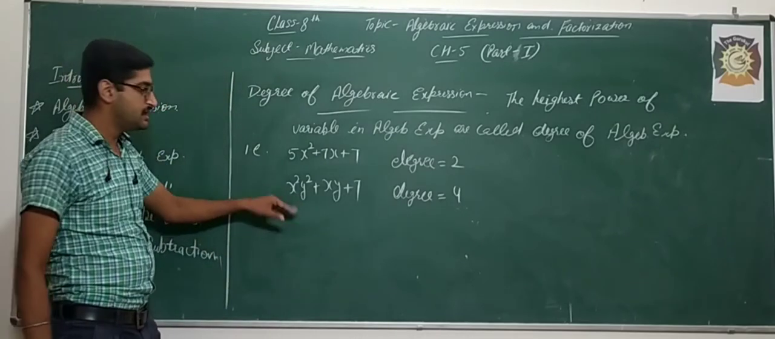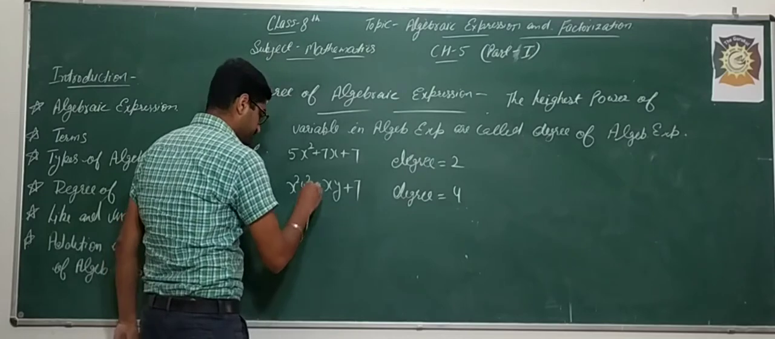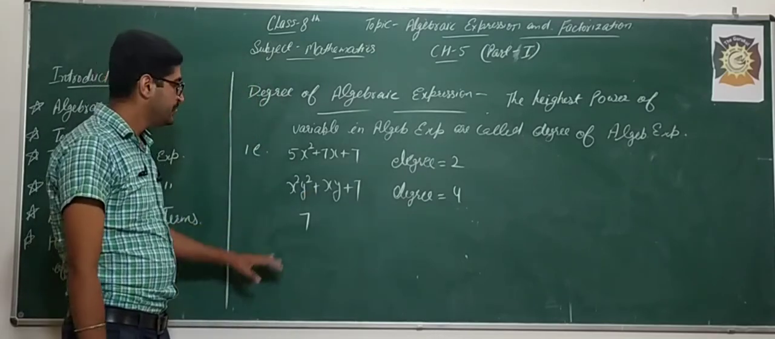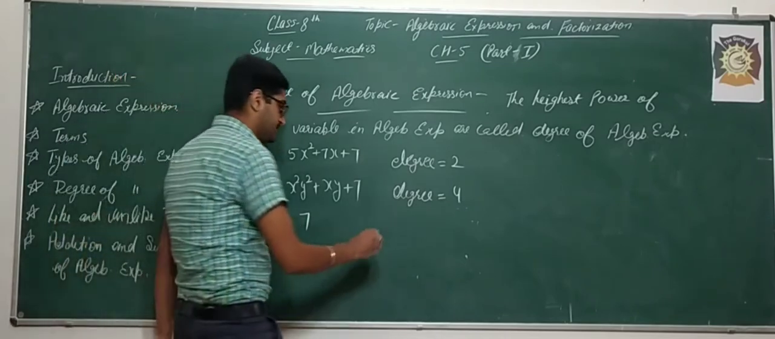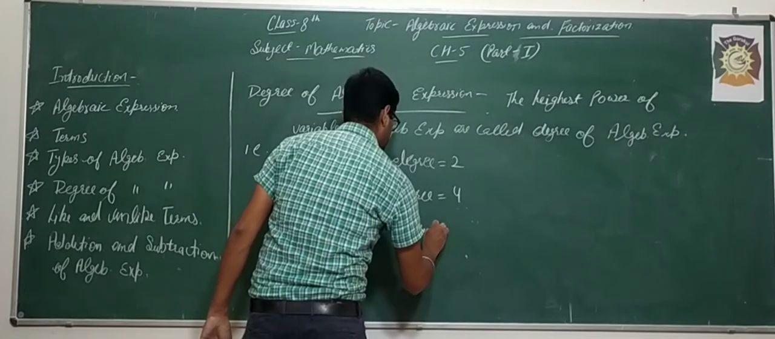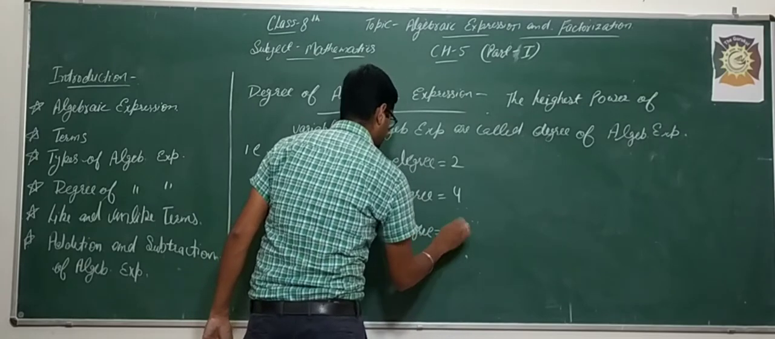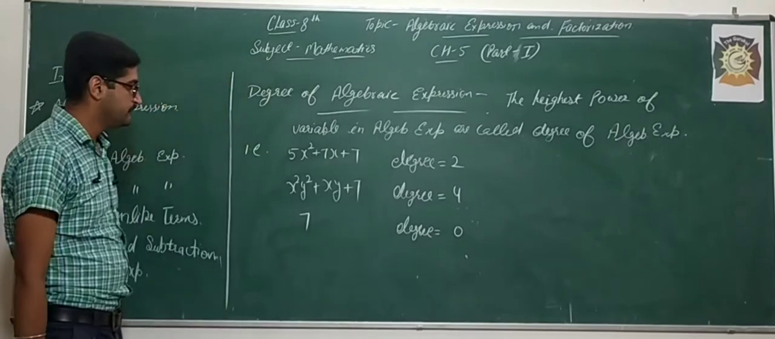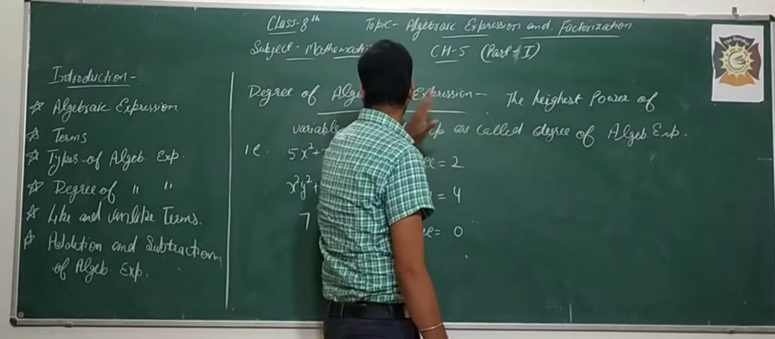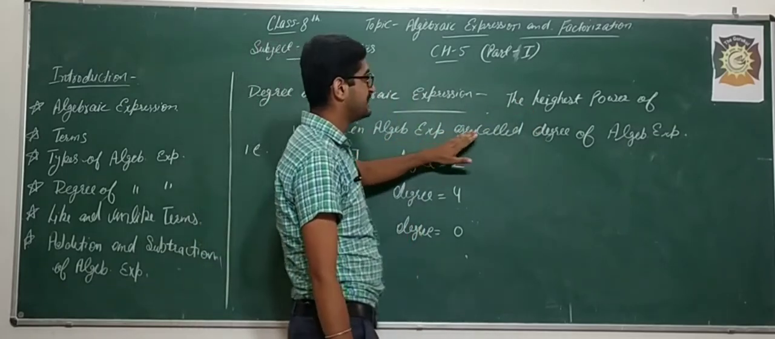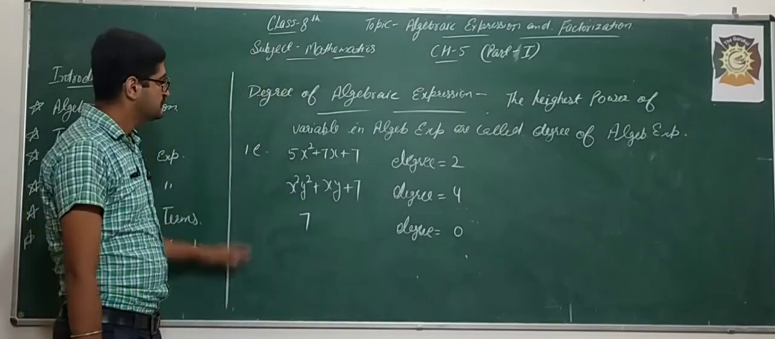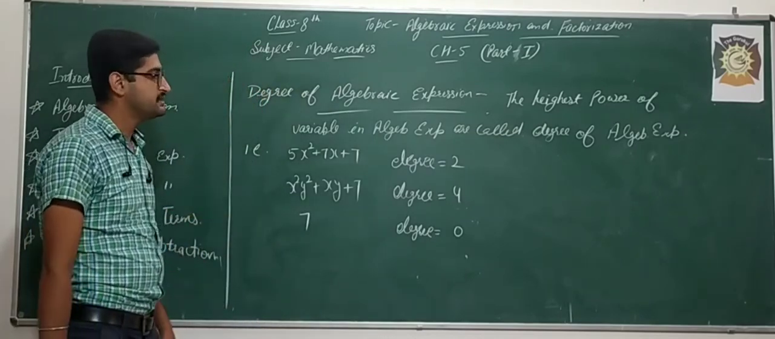But if only a constant value is there, like only 7 is there, or minus 7 is there, or 5 is there, now in this type of algebraic expression, the degree of the algebraic expression here is 0. Okay. So again I am telling you, the highest power of the variable in algebraic expression is called the degree of algebraic expression. So this is about the degree of algebraic expression.